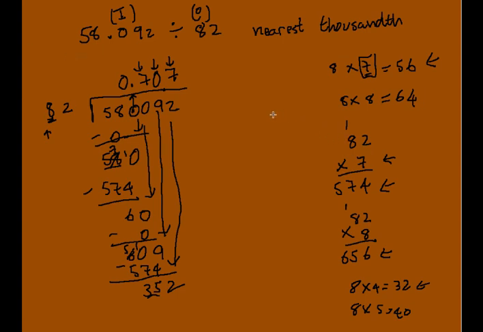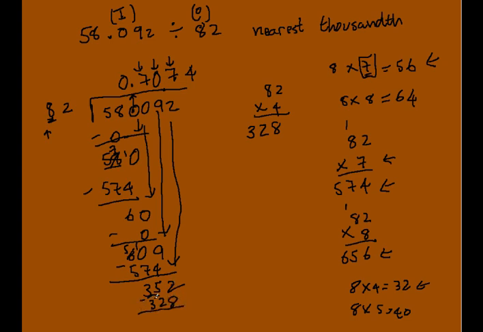So let's check. We're going to do 82 times 4. So 4 times 2 is 8. 4 times 8 is 32. So again, we were right. The assumption was right. How many times 82 goes into 352? It's 4 times. So 4 times 82 is 328.